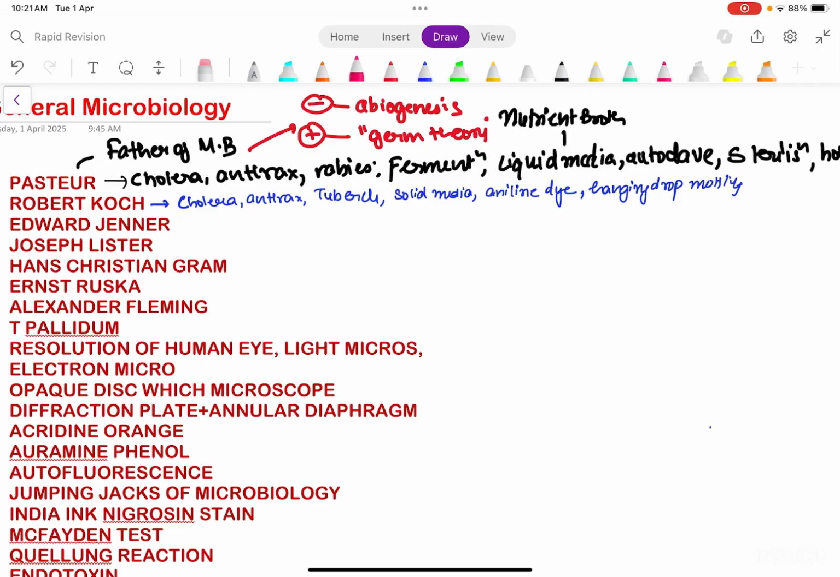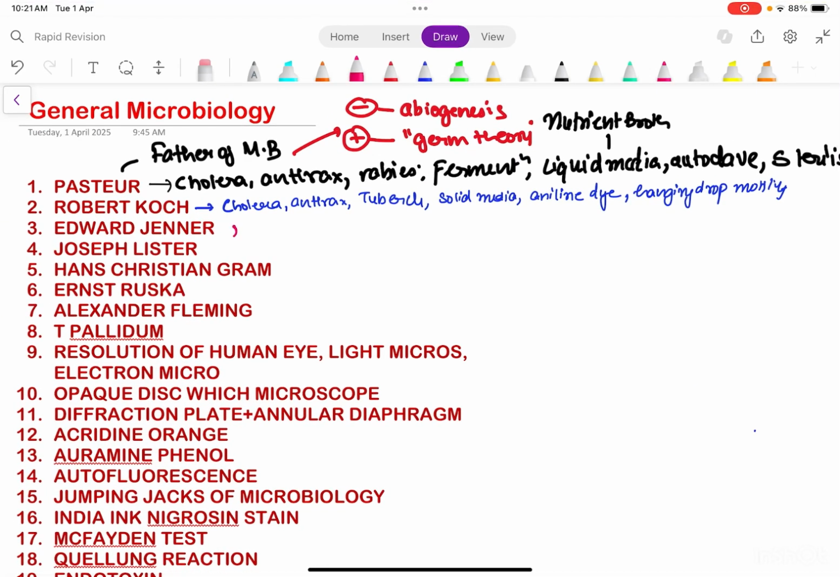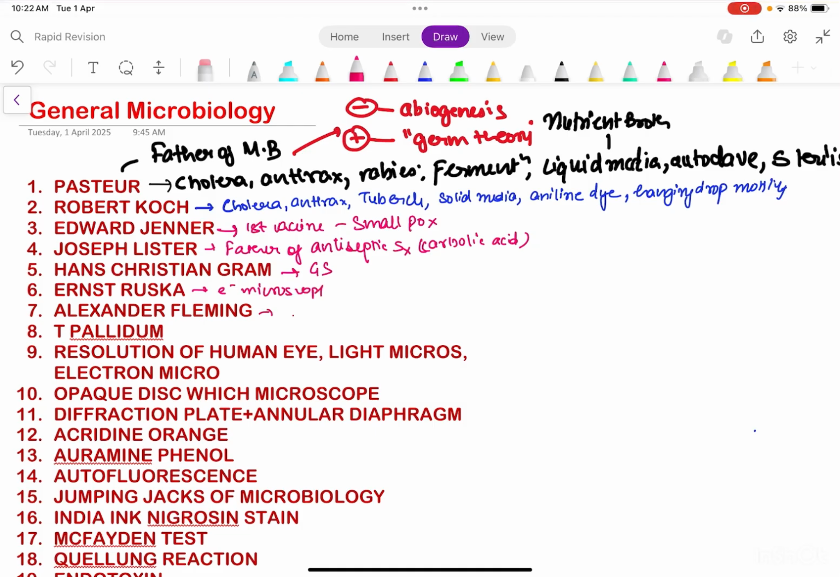All right, then coming on to the next part. Edward Jenner gave the first vaccine, for smallpox. Then Joseph Lister is known as the father of antiseptic surgery. He gave carbolic acid. Then Hans Christian Gram for gram staining, Ernst Ruska for the electron microscope, Alexander Fleming for antibiotics through penicillin, and T. pallidum was found by Schaudinn and Hoffmann.